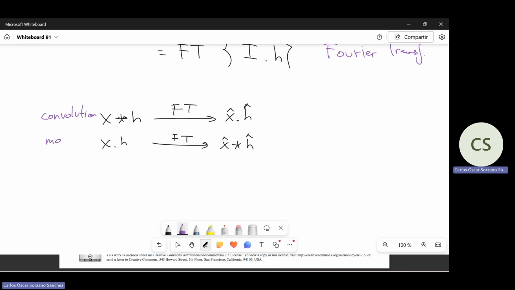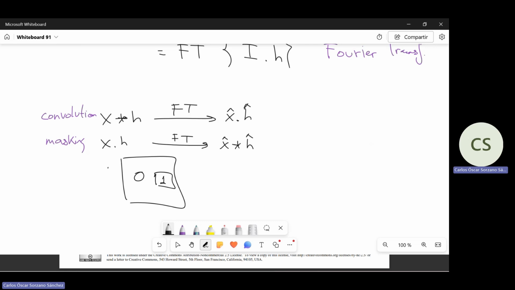This one is masking. Masking means you have an image and you multiply by another image that is typically 0, 1. Let's say that I want to keep only this region. So here it is 1, and outside it is 0. So I'm masking the full image within this region. And then the Fourier transform of the masked image, the one that is multiplied, is the convolution of the Fourier transform of the original image with the Fourier transform of the kernel, the mask. Clear?